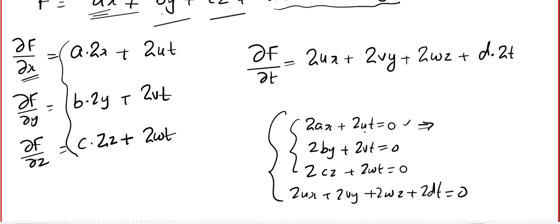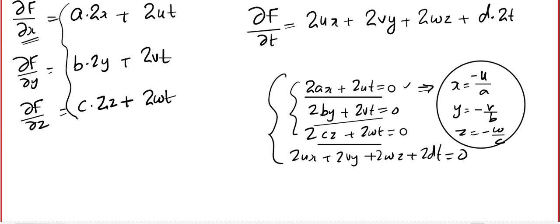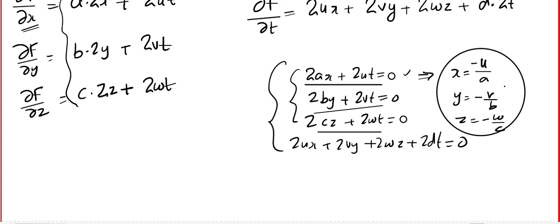Now solving this is very easy, and by the way, you cannot use calculators here because these are alphabets, not numbers, so your calculator will be helpless. And solving is not a big deal, just take it to the other side, you get the value. x is equal to minus u by a, y is equal to minus v by b, z equal to minus w by c. So solving the first 3 equations gave me this solution. Now tell me, when will it represent a cone? If this balances the last one.